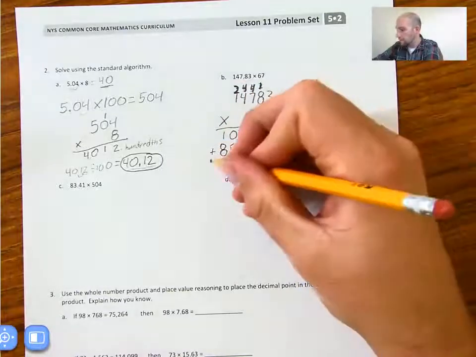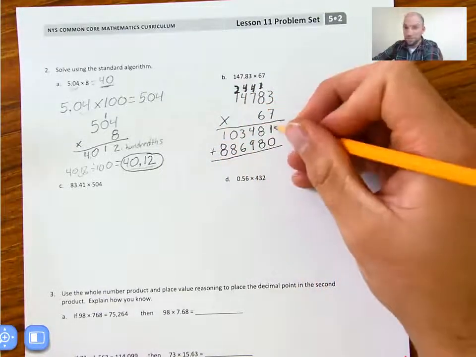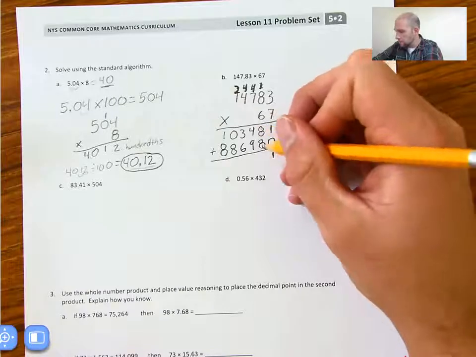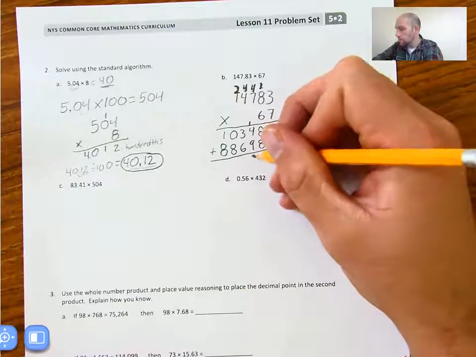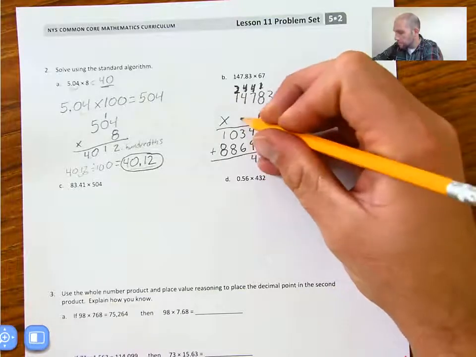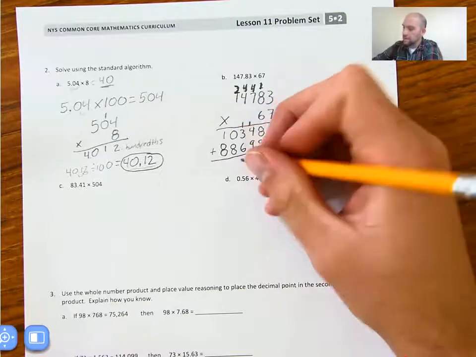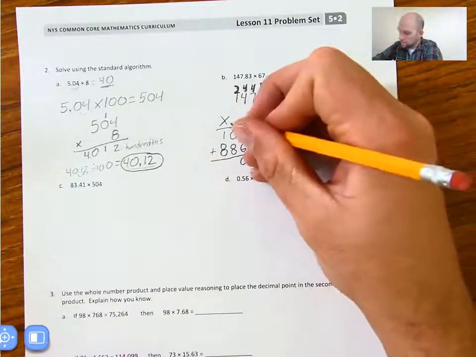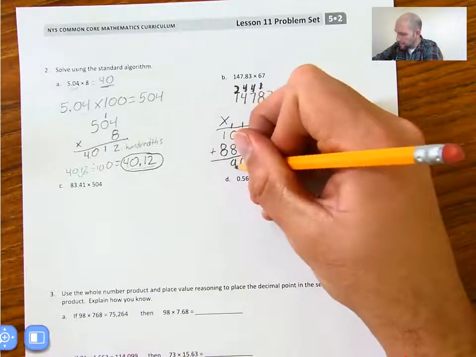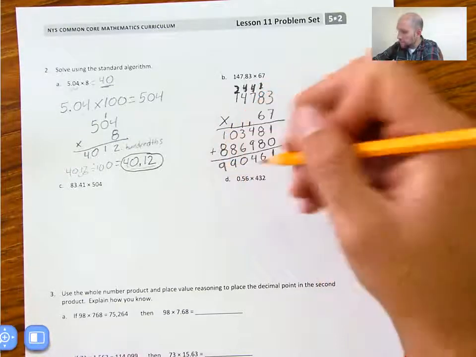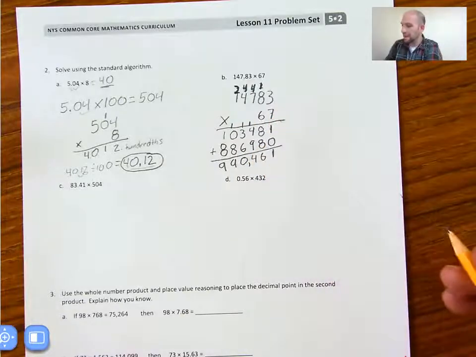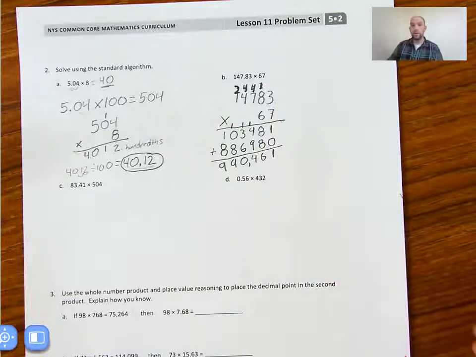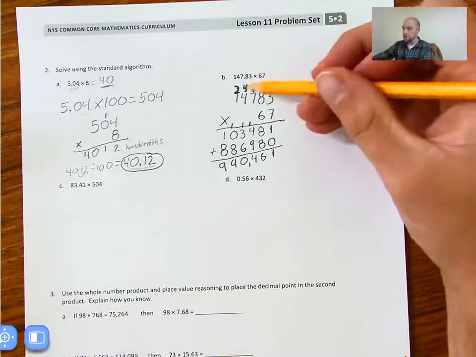And our final answer is going to be the sum of these two numbers. We get 1, 8 plus 8 is 16. 4 plus 9 is 13, plus 1 is 14. 6 plus 3 is 9, plus 1 is 10. 1 plus 8 is 9. 1 plus 8 is 9. And it looks like we have 990,461. But we still need to move our decimal point because we multiplied by 100 to get this number.